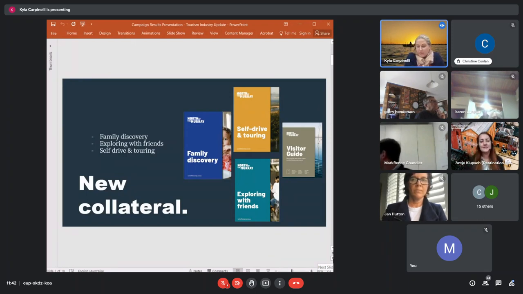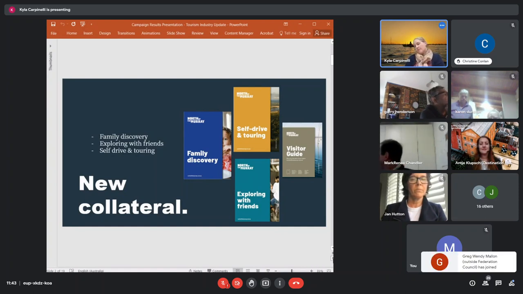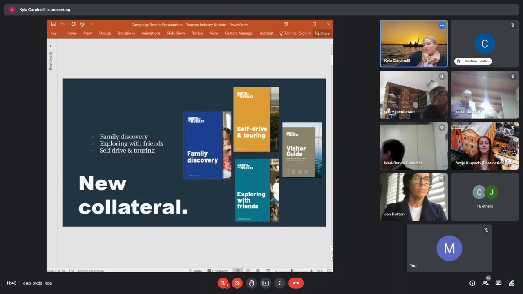So in keeping with the design of the North of the Murray Visitor Guide, and the sharing of the Rams Trail, we've actually introduced three new itinerary brochures to the North of the Murray collateral. So that's the Family Discovery, Exploring with Friends, and Self-Drive Touring. So these have been designed to appeal to different audiences, to provide suggestions on three-day itineraries, and to encourage travel around the region. Like the visitor guides, they refer to the experiences rather than the individual operators, and they link back to the North of the Murray website where people can find more information. They're available to be downloaded from the website, and copies for your business can be requested from the visitor centre as well. And you can also request them from the North of the Murray Industry Hub.